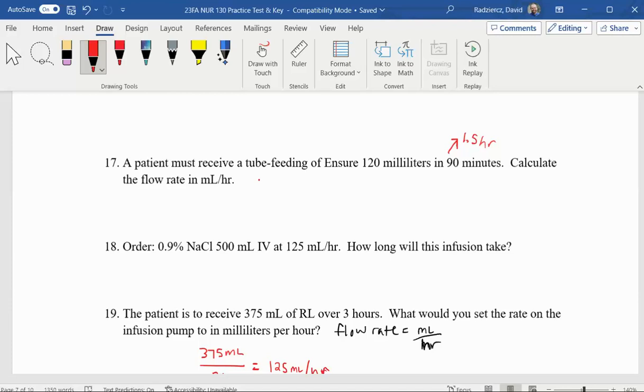But first, the way I would set this up, as a strategy and something to practice just in case you see it, is take the volume in milliliters, divide it by the time in minutes this time, because that's what they give you. Then you're going to convert minutes to hours.